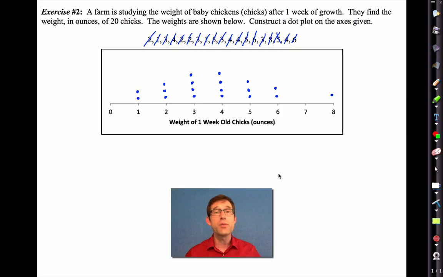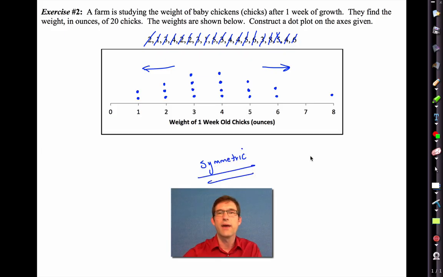By the way, this would be a distribution that would be considered mostly symmetric because it more or less looks the same out here as it does out here. There's a little bit of asymmetry, but it's mostly symmetric. I know that the problem didn't really ask that, but it's good to point it out. Okay? All right, I'm going to clear this out. We just wanted to do a little bit of practice on a dot plot. It's pretty darn easy. You'll get some practice with that in future lessons and on the homework.